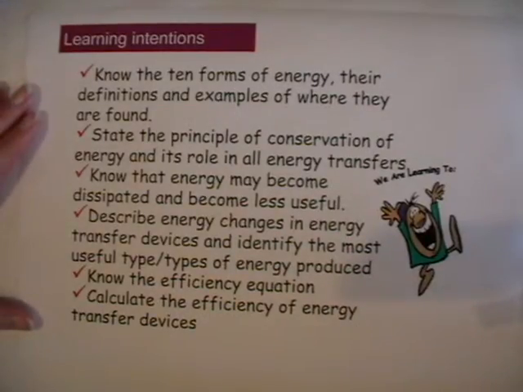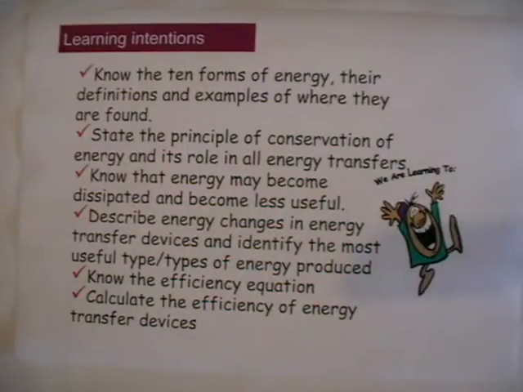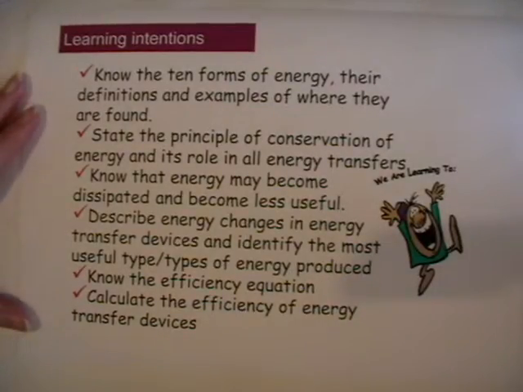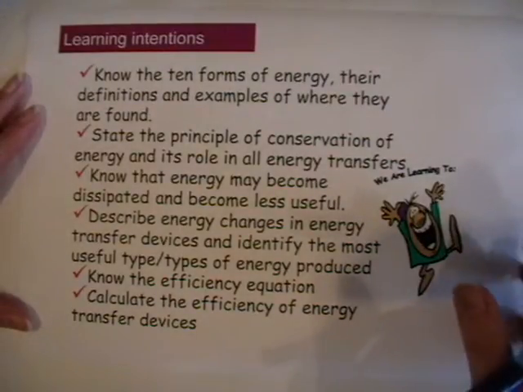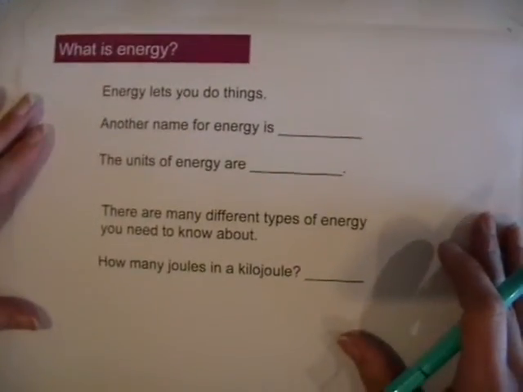You should know that energy may become dissipated and become less useful, and how it's dissipated. You should be able to describe energy changes in energy transfer devices and identify the most useful type or types of energy produced. You should know the efficiency equation and be able to calculate the efficiency of energy transfer devices. So, having looked at the learning intentions, let's make a start with some definitions.